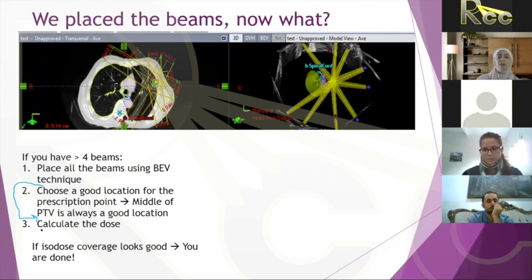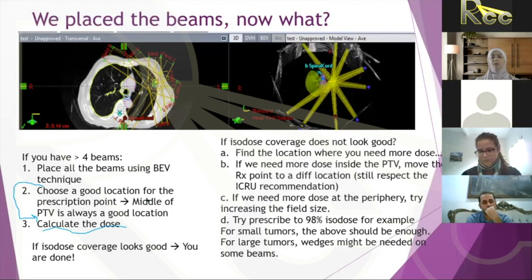So now you do the calculation. And then you look at isodose coverage, you look at DVH, everything looks perfect, okay, done. We're finished, doctor approves the plan and signs, okay. What if things are not looking good? What could go wrong? Well, we don't have enough coverage of the PTV.